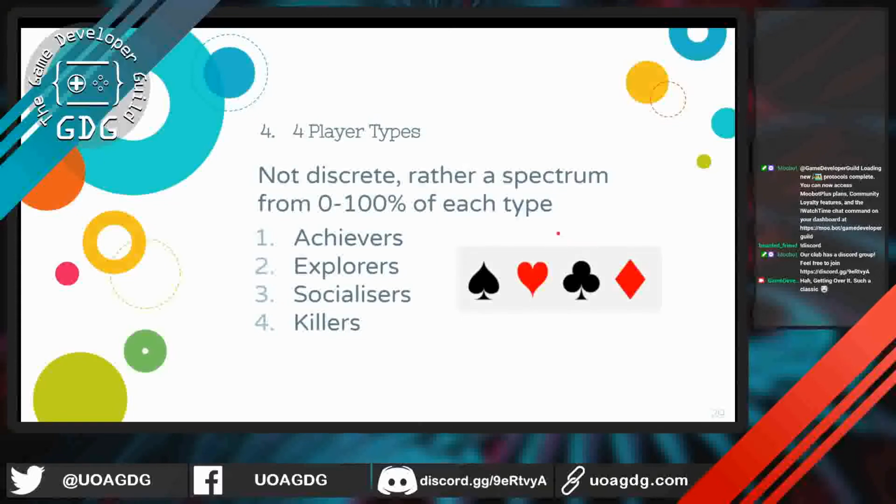That's not to say, however, that they don't like other games. For example, they could be a mix of explorers, achievers, or killers, and therefore have their own preferences when playing single player versus playing multiplayer.